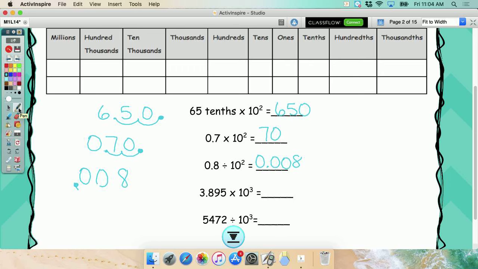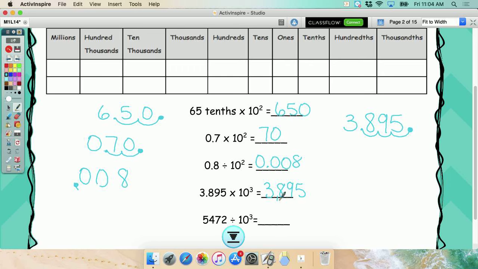Okay, the next one. 3 and 895 thousandths times 10 to the third. Jaden. I'm going to rewrite it over here. So which way do I hop? Left. Right. How many? 3. So see that huge decimal? That's where it goes in my answer. I'm going to put a comma in because that's in the thousands, isn't it?